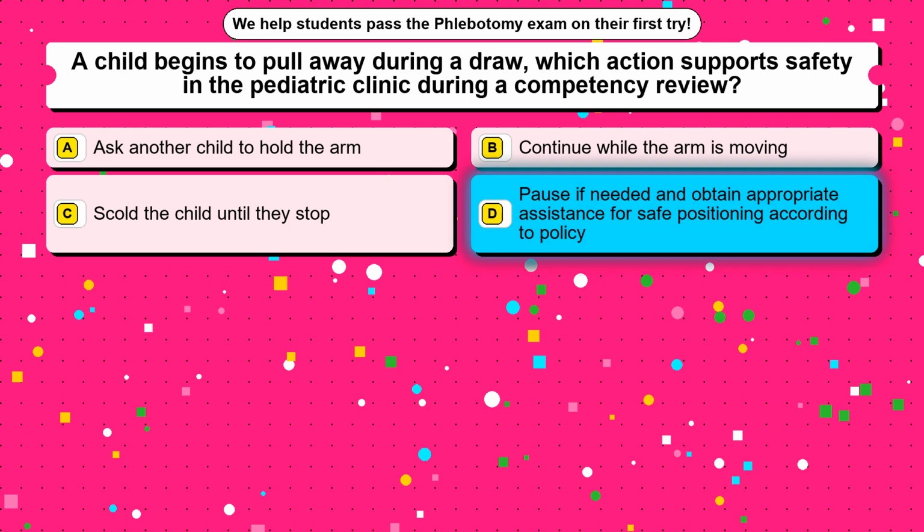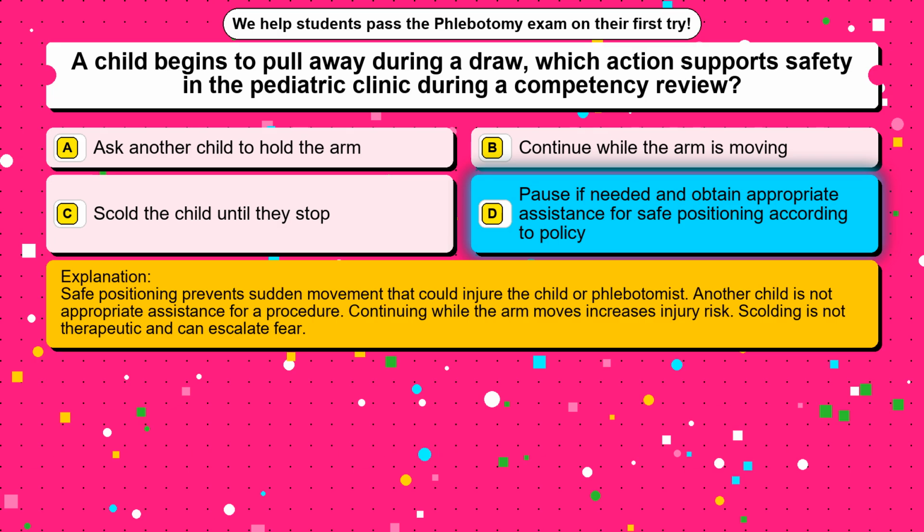The correct answer is option D. Pause if needed and obtain appropriate assistance for safe positioning according to policy. Safe positioning prevents sudden movement that could injure the child or phlebotomist. Another child is not appropriate assistance for a procedure. Continuing while the arm moves increases injury risk. Scolding is not therapeutic and can escalate fear.